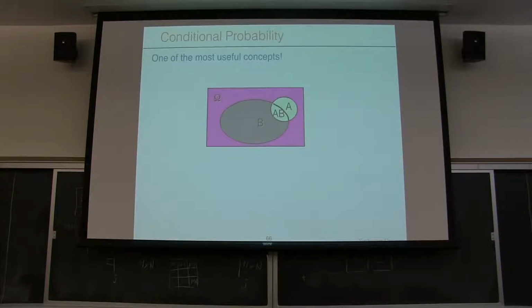elements in A, right? So it's like now my universe has shrunk, and the universe has shrunk to not the purple thing, but just the black thing, right? Because I know I am in B. I don't care about anything outside B. Okay? So the probability of A given B is equal to the ratio between the probability of the two events happening together, the intersection, over the probability of B. Okay?